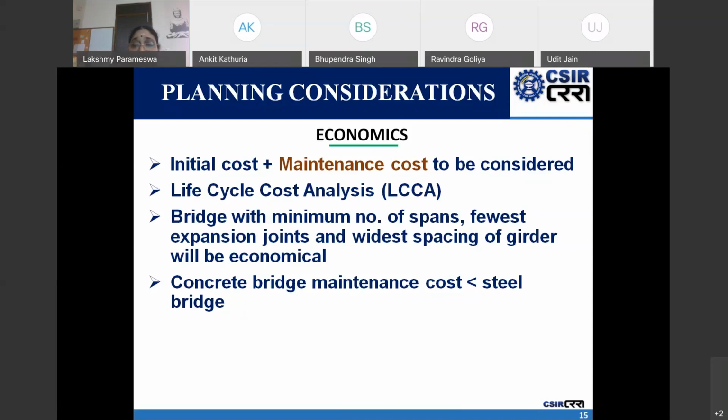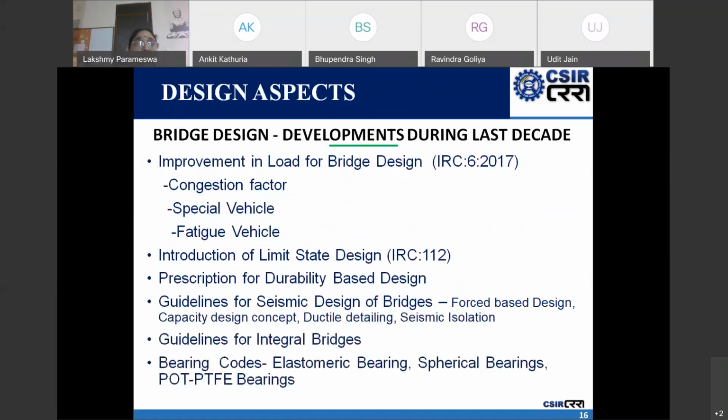So we have to understand what other developments are happening, because for concrete bridges, we are providing the cover to protect the steel which is inside the concrete. But for steel bridges, it is the painting which is protecting the steel. So the development with respect to new coating systems is also very, very important.